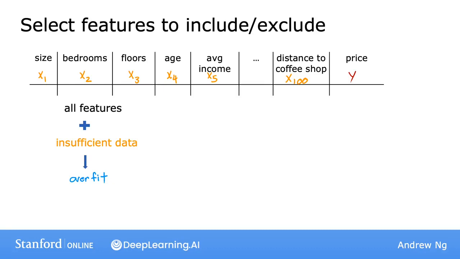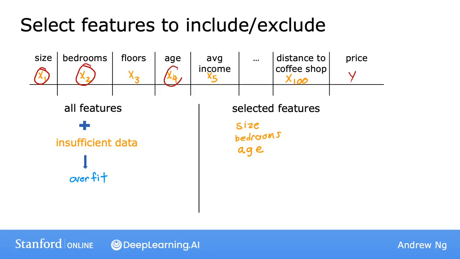Now, instead of using all 100 features, if we were to pick just a subset of the most useful ones, maybe size, bedrooms, and the age of the house, if you think those are the most relevant features, then using just that smaller subset of features, you may find that your model no longer overfits as badly. Choosing the most appropriate set of features to use is sometimes also called feature selection. One way you could do so is to use your intuition to choose what you think is the best set of features, what's most relevant for predicting the price.